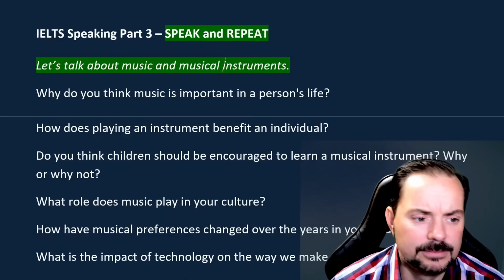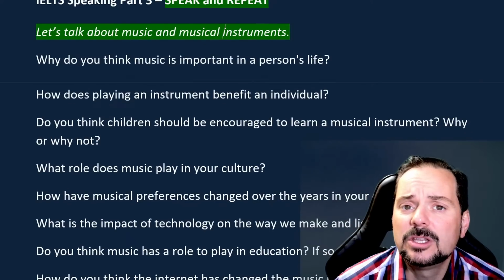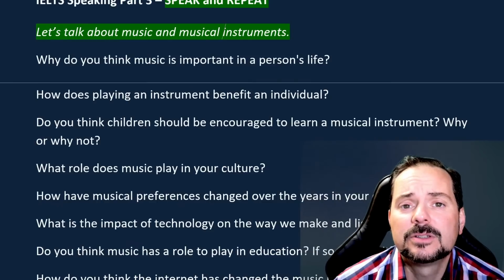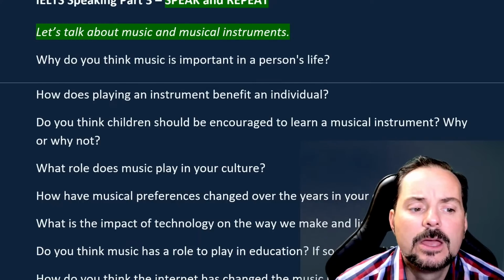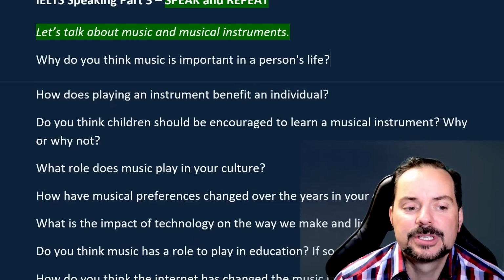Let's jump in. So the examiner says, that is the end of part 2. We will now continue with part 3. For this part, I will ask you a couple of questions related to your response and to the topic of part 2. Let's talk about music and musical instruments. Why do you think music is important in a person's life?